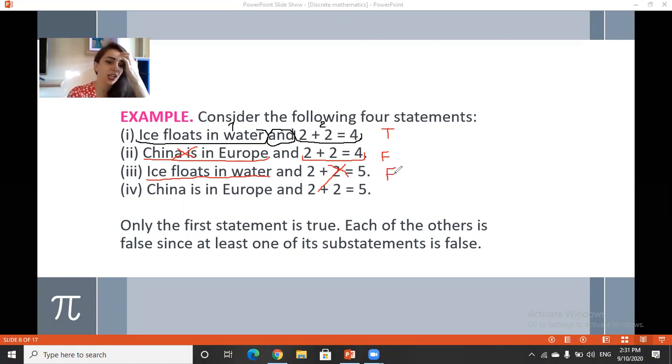And finally, China is in Europe. We say that it's not true. And 2 plus 2 is 5. It's also not true. If both of them are false, our statement is also false. So only the first statement is true, and each of the others is false, since at least one of its substatements is false. Great, let's continue.